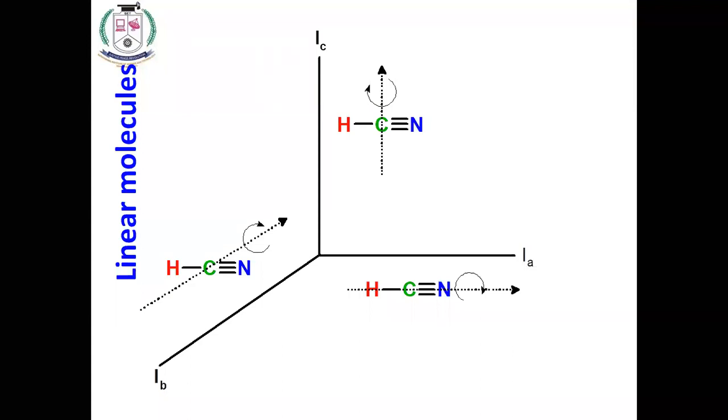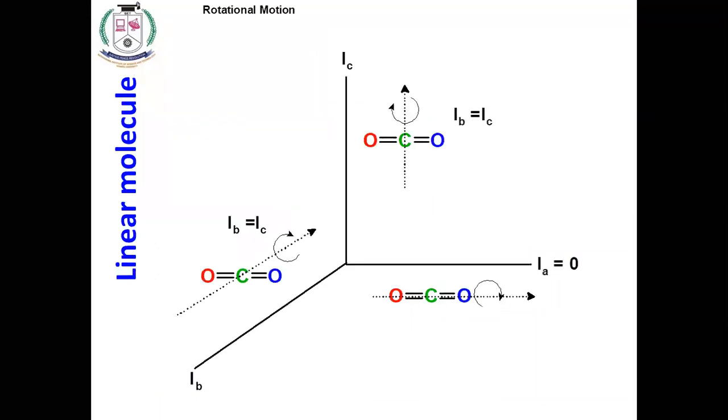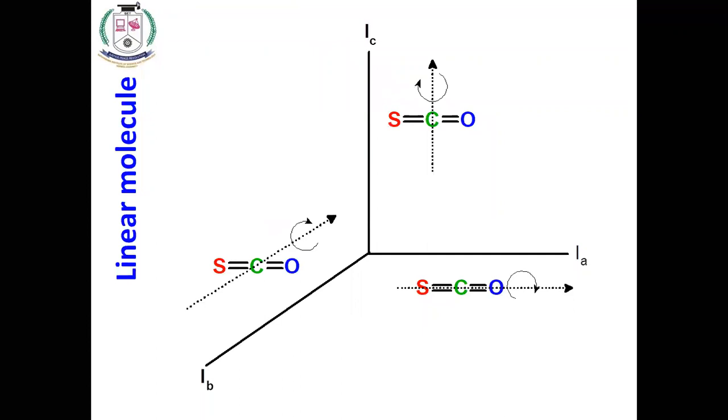This is the linear molecule, hydrogen cyanide. Similarly, one more molecule, carbon dioxide, and instead of oxygen, if you write sulfur, the OCS molecule, the same IA is equal to 0, and IB equal to IC. This is the requirement for linear molecules. The moment of inertia in one direction will be 0, and in the remaining two directions will be equal. That is the major requirement for linear molecules.